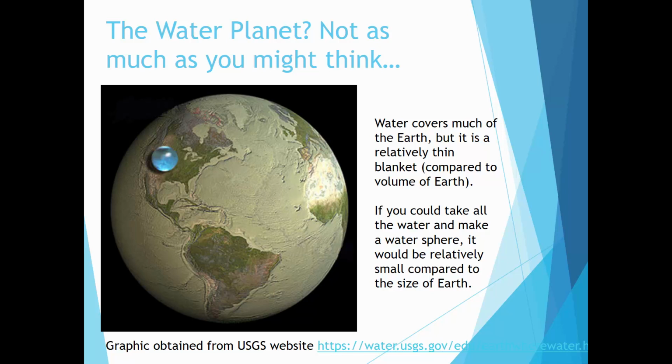This is a nice graphic that was obtained from the USGS, or the US Geological Survey. It shows that if you could take all of the water that's on Earth and make a little sphere out of just the water part of Earth, it would make a sphere the size of this ball on the graphic. You can see this ball barely covers the western United States, and actually, if you moved it over, it really doesn't even cover all of the western United States. So the amount of water on Earth is relatively small compared to the volume of the Earth overall. Really, you can think of water as a thin blanket that covers the surface of much of the Earth.